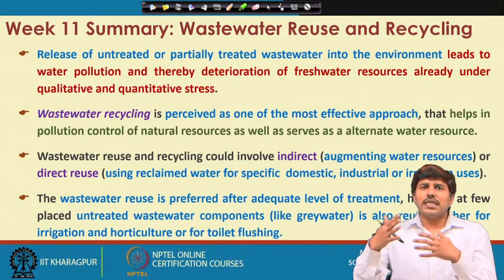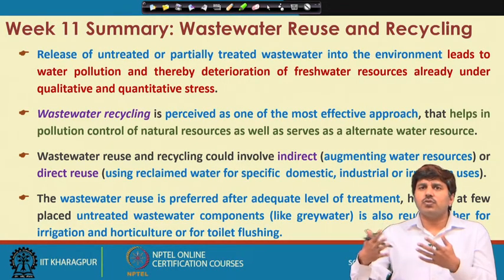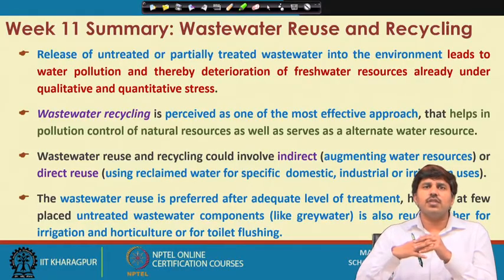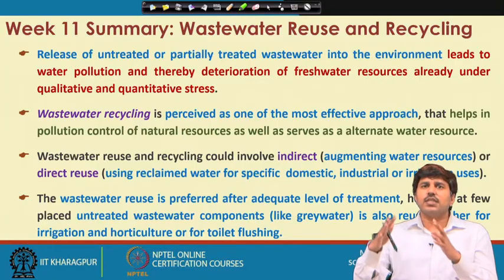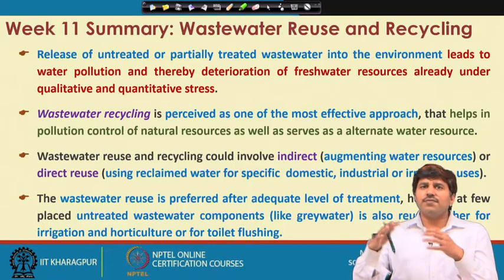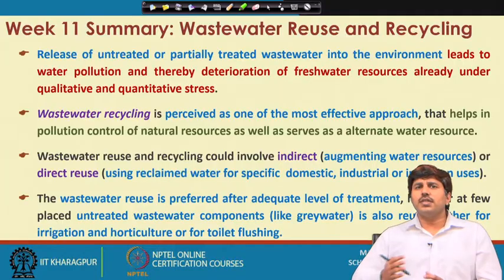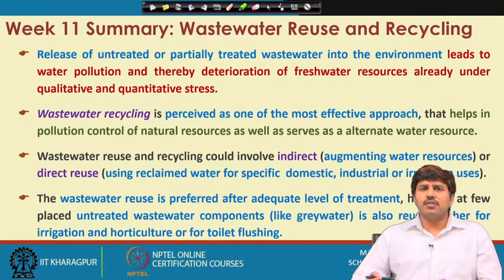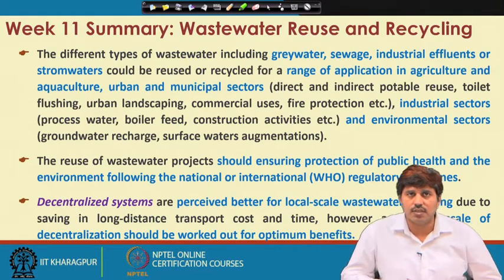This reuse and recycling could involve indirect or direct reuse. Indirect reuse means augmenting water resources, either groundwater or surface water resources, whereas direct reuse is using reclaimed water for specific targeted domestic, industrial or irrigation applications. Water reuse is preferred after an adequate level of treatment. However, at a few places untreated wastewater components like grey water are directly reused without treatment for some uses like irrigation in horticulture or even toilet flushing, but again there are certain risks associated, as we discussed during week 11.